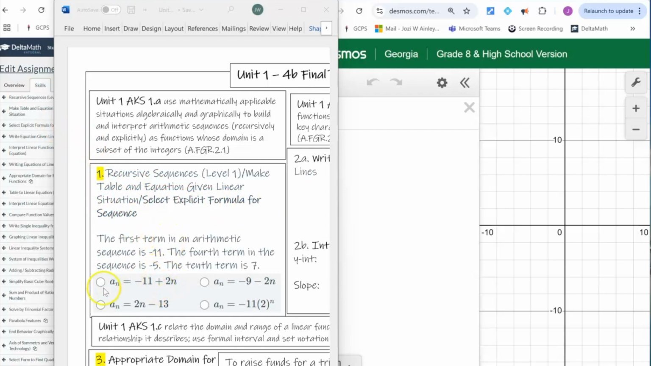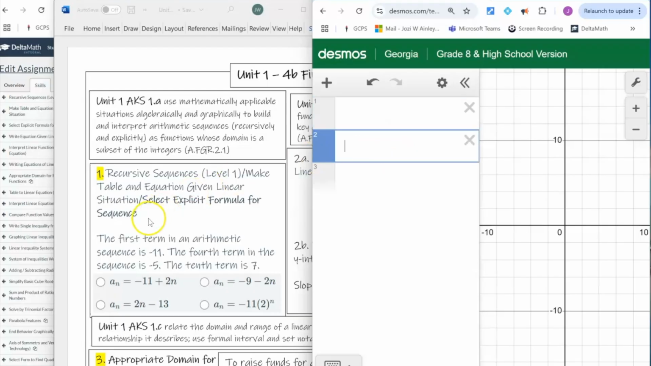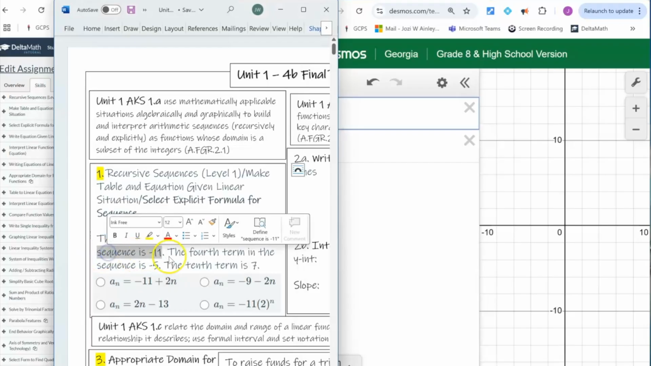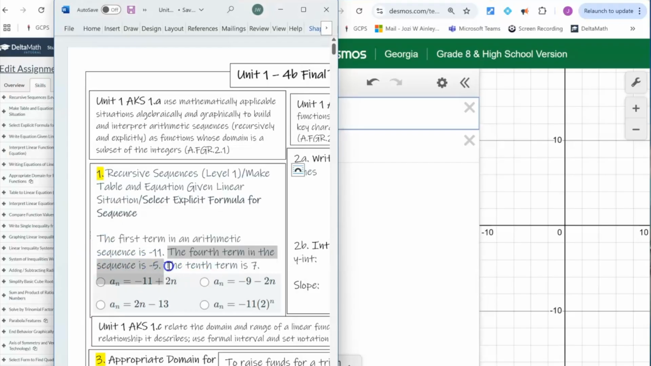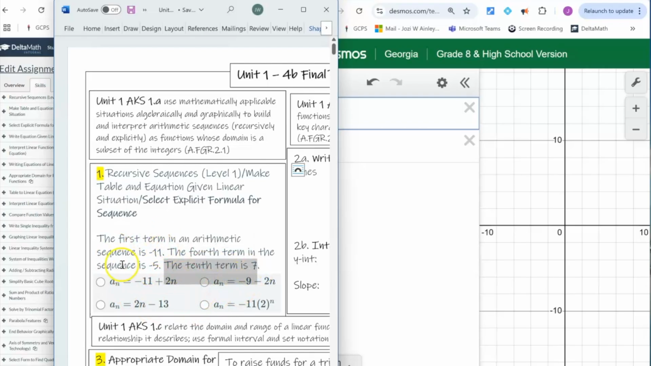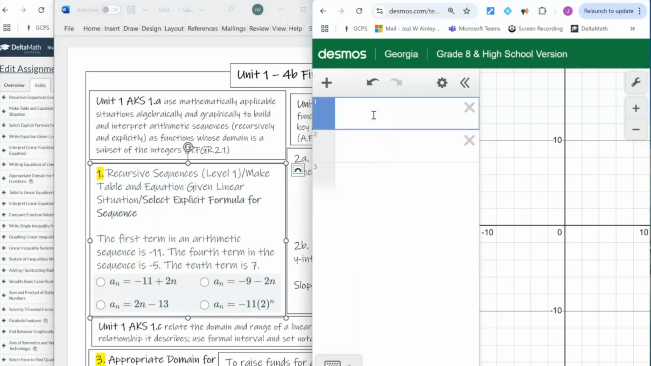But remember, anytime they give you multiple choice, I need you to put the question and the answer here. So there is no question to put in here. All I know is the first term is negative 11. So my first term is negative 11, and I'm just going to highlight that. The fourth term is negative 5, and the 10th term is negative 7. Whichever one of these sequences gives me those results is my solution. So anytime you have multiple choice, we're going ahead and typing it in just as you see it in the calculator. So that is my first one.